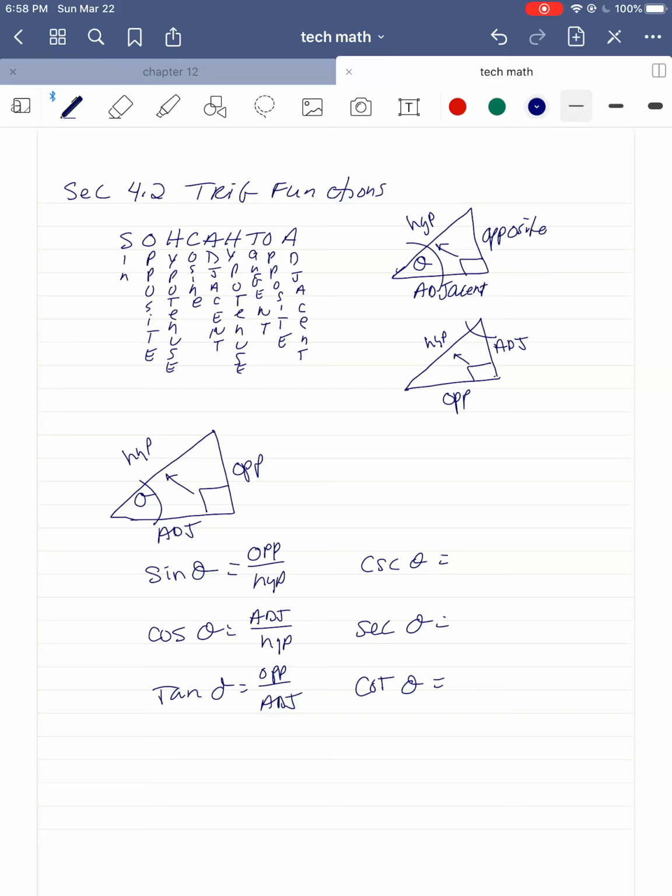The cosecant, secant, and cotangent are just the reverses of sine, cosine, and tangent. So since sine is opposite over hypotenuse, cosecant is hypotenuse over opposite, secant is hypotenuse over adjacent, and cotangent is adjacent over opposite side. So now let's put some numbers in that.